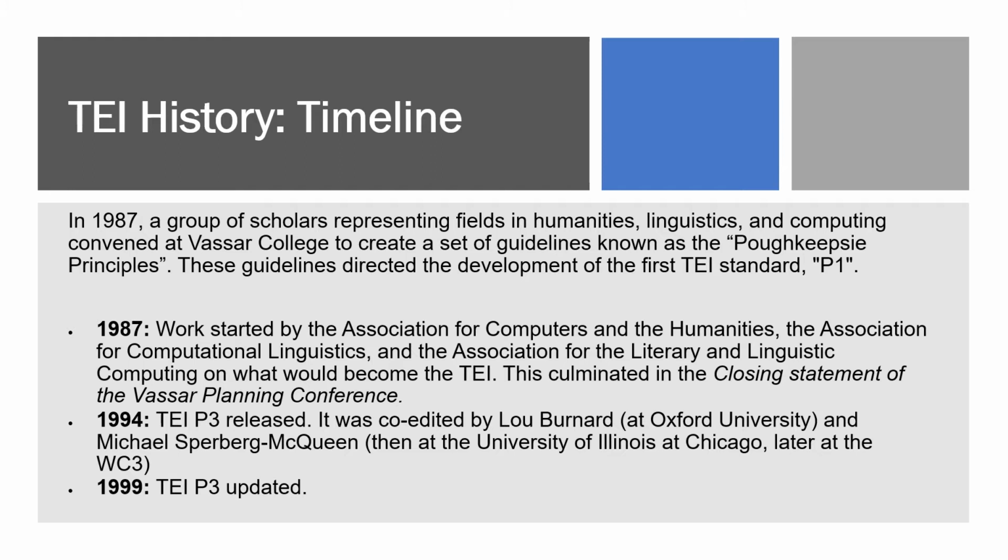So here is the timeline. 1987. Work started by the Association for Computers and Humanities, the Association for Computational Linguistics, and the Association for Literary and Linguistic Computing on what would become the TEI. 1994. TEI P3 was released. It was co-edited by Lou Burnard and Michael Sperberg-McQueen. 1999. TEI P3 was updated.